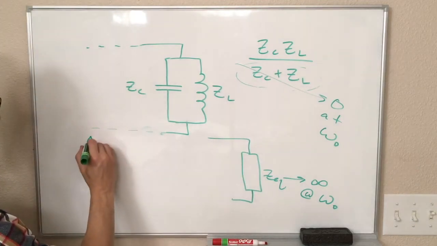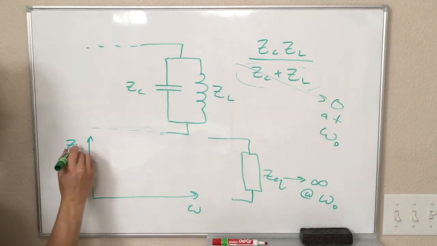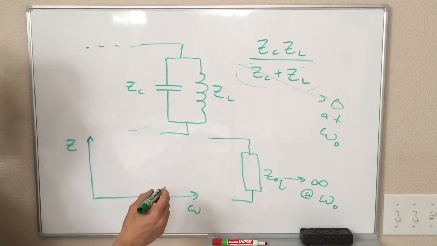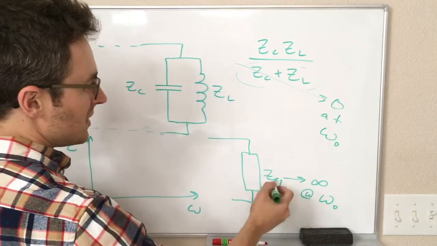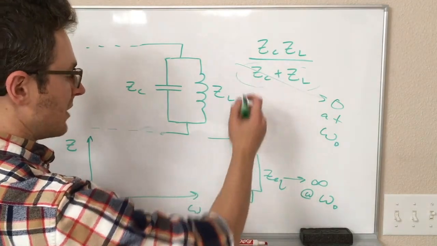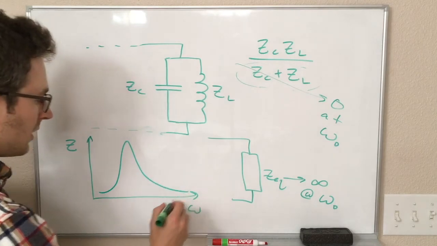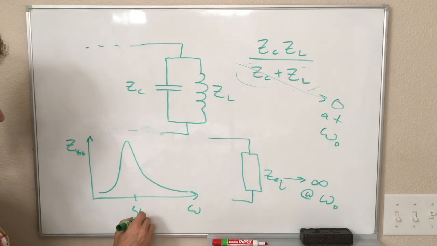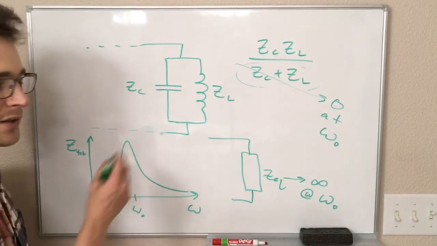If we look at the graph of Z as a function of omega, this is the maximum value when this denominator goes to 0. So we end up with a peak in our total impedance at the resonant frequency, which was the opposite of the series circuit, right? We had a dip.